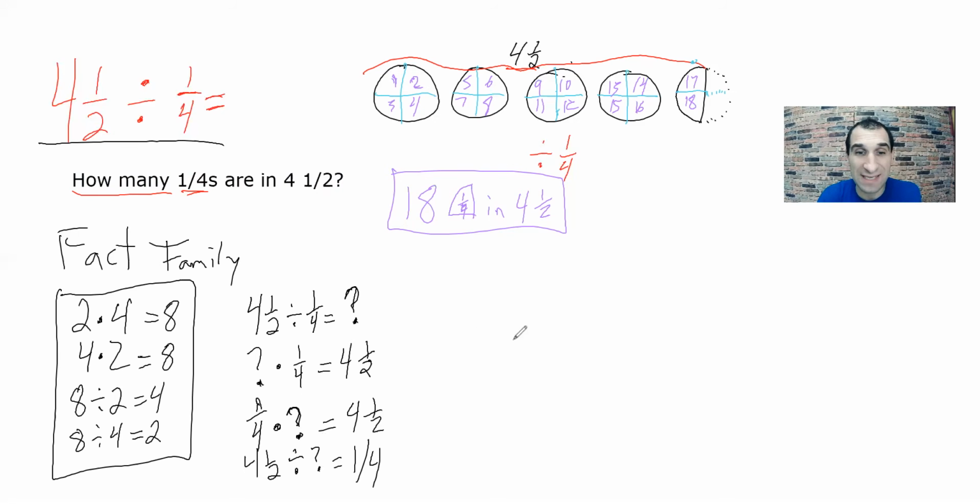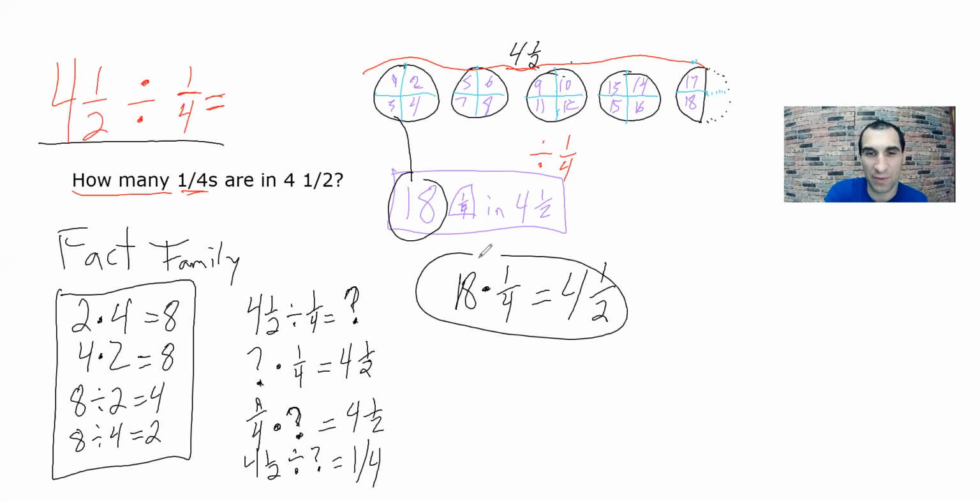So what does this mean for us? Well, this means that we can think about the multiplication of a fraction, because we can do multiplying fractions. How many 1/4 do you need to make 4 1/2? Well, we already said here we need 18 of them. So 18 times 1/4 equals 4 1/2. So that's how the fact family works with fractions. And when we're dividing fractions, it's important to think about it this way.